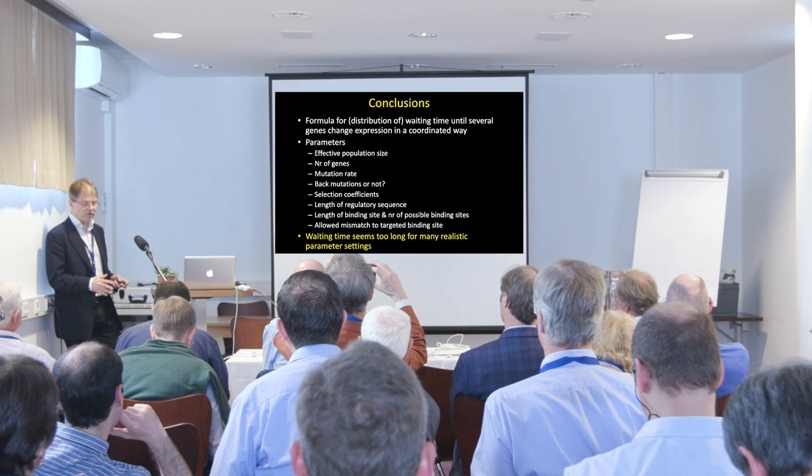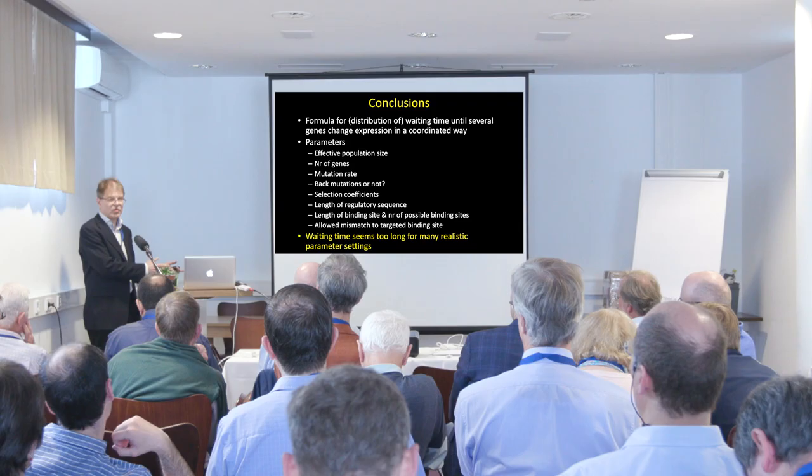The important thing here is to put realistic parameter values into each model and analyze each model separately. And that's where we are now. So we need Günther's and Anne's expertise here to get realistic parameter values. But my intuition as a mathematician is that for many realistic examples, even now when we only change expression of genes, we don't change the coding regions themselves, the waiting time seems too long for many realistic parameter settings when we compare to the length from the fossil record with the radiometric techniques.